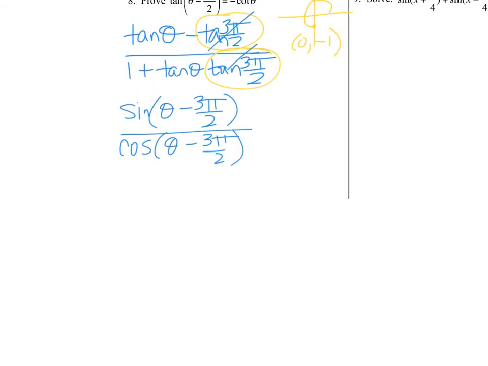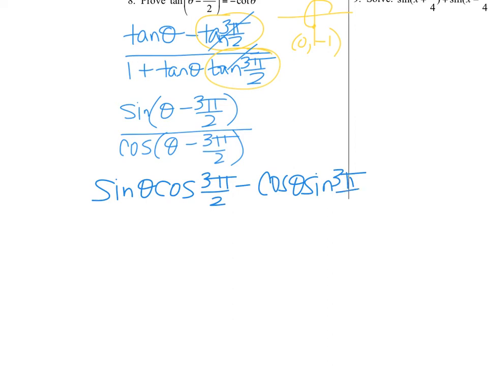All right, so let's take a look at the top. We have sine of u minus v. So that's sine, cosine, cosine, sine. So sine, cosine, minus cosine, sine. Okay, that's just the numerator. Did I lose anybody on that part? We're okay? So it's the sine of theta minus 3 pi over 2 is sine, cosine, cosine, sine, over the bottom, cosine, cosine, sine, sine, sine.